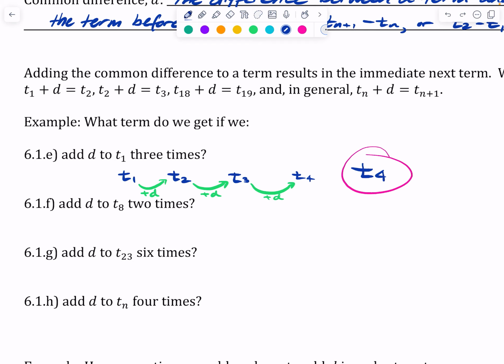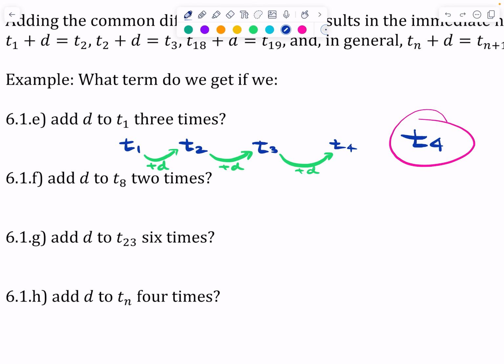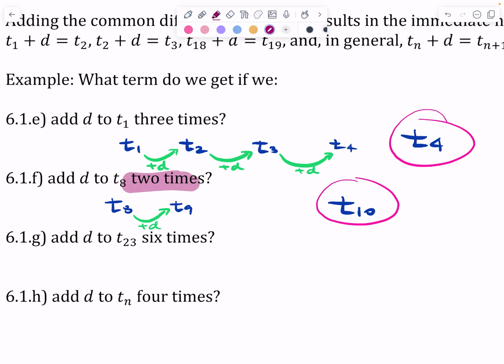All right, the answer to example F is t10. If you got that, give yourself a friendly pat on the back. If you go a slower way, we can say we started with t8, we added the difference, and that got us to term 9. But we're adding the difference 2 times. So we add that difference one more time, and if you add the difference to term 9, you get term 10.